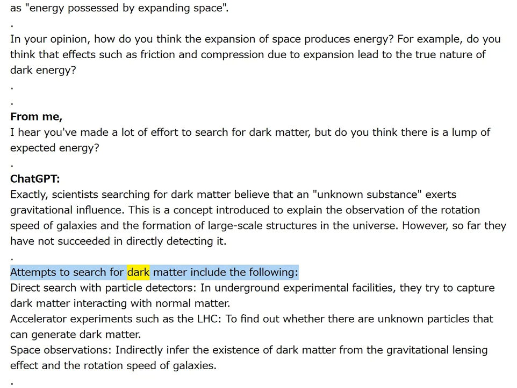Attempts to search for dark matter include the following: direct search with particle detectors. In underground experimental facilities, they try to capture dark matter interacting with normal matter. Accelerator experiments such as the LHC, to find out whether there are unknown particles that can generate dark matter. Space observations indirectly infer the existence of dark matter from the gravitational lensing effect and the rotation speed of galaxies.